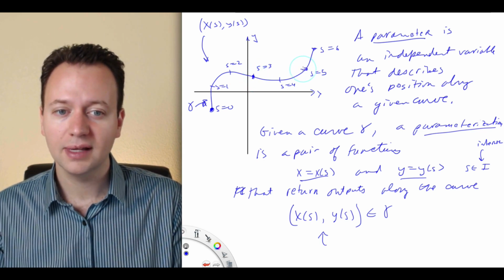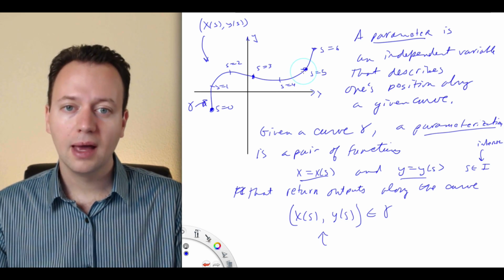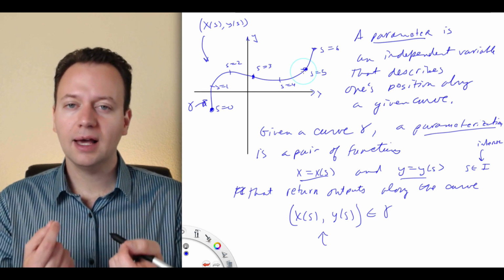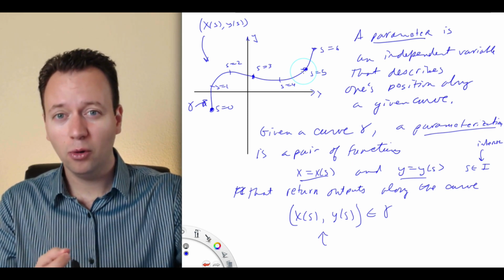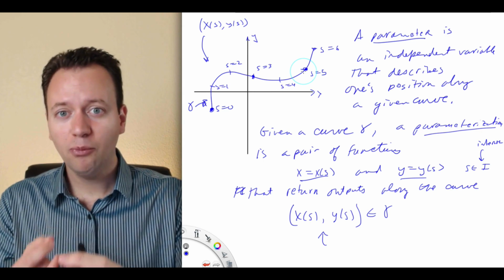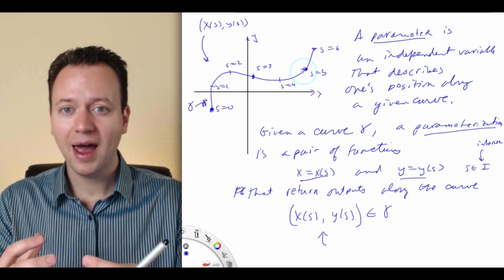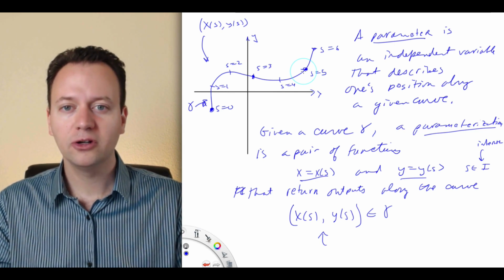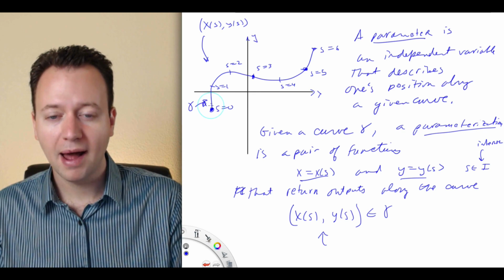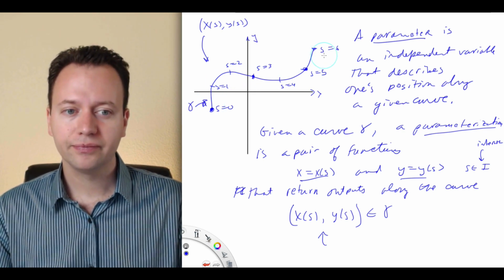X of 5 is the x coordinate here. Y of 5 is the y coordinate there, and so forth. So basically, as I vary the parameter s, which is really an independent variable along the curve, the output of these functions, x of s and y of s, taken as a pair, give me the points along the curve. So basically, a parametric equation just describes mathematically, using equations, a curve in space.